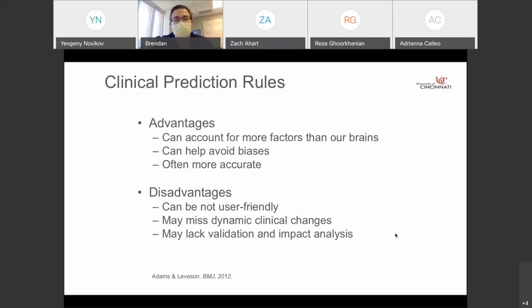And the advantage of these kind of things are multifold. They help you avoid bias. They account for more factors than you may have initially considered. But the disadvantages are that they're not always user-friendly. And if patients are having sudden clinical changes, you can really see a lackluster response from these clinical prediction rules because you really have to reassess the patient frequently when things are changing.